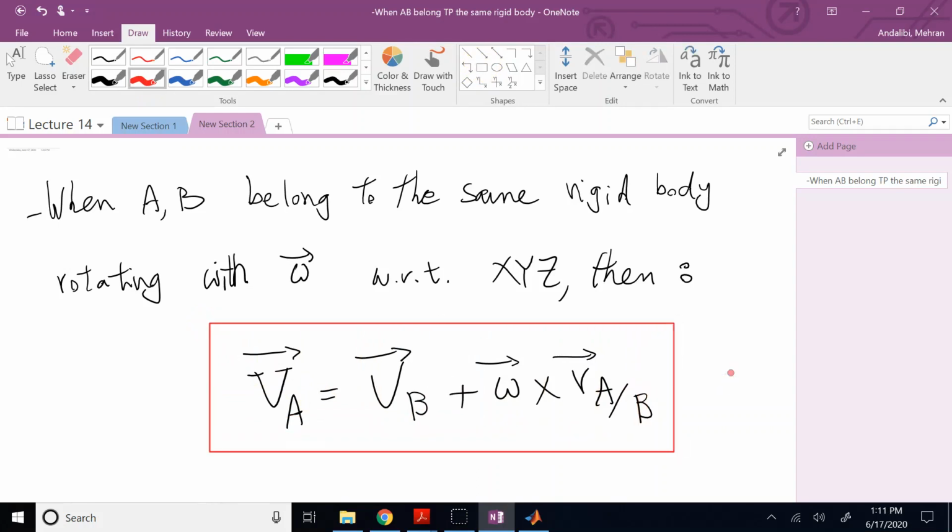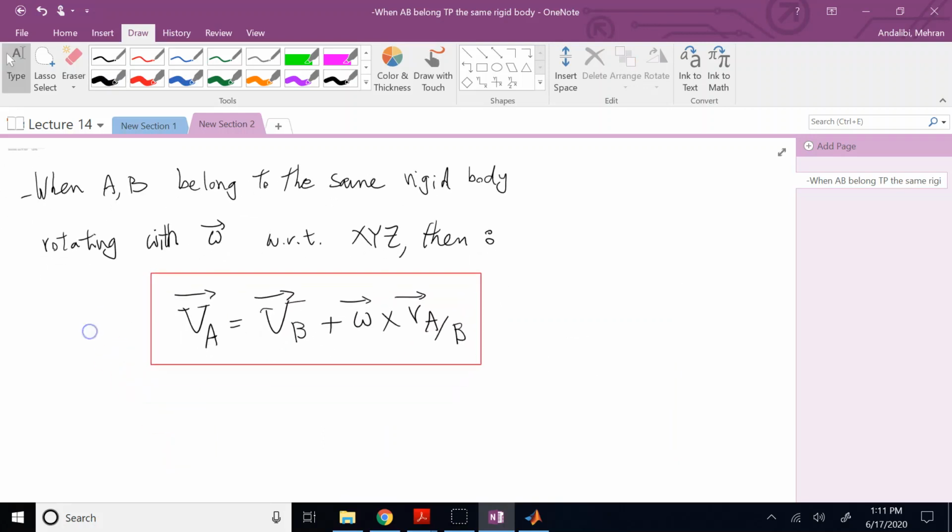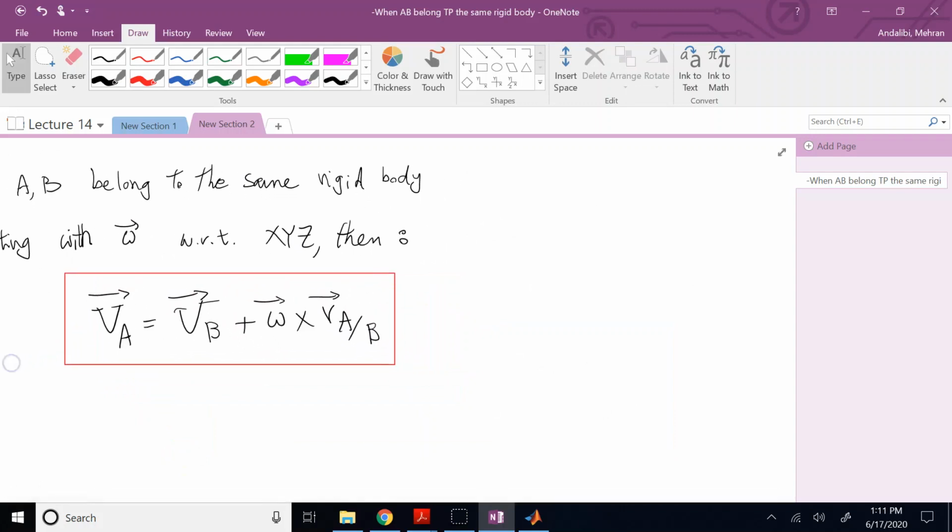This is our first big formula that we use over and over and over in this course for velocity analysis of rigid bodies. This is a super important formula, and we use this a lot. Now, does this formula just intuitively make sense? Well, I encourage you to look at two specific cases.